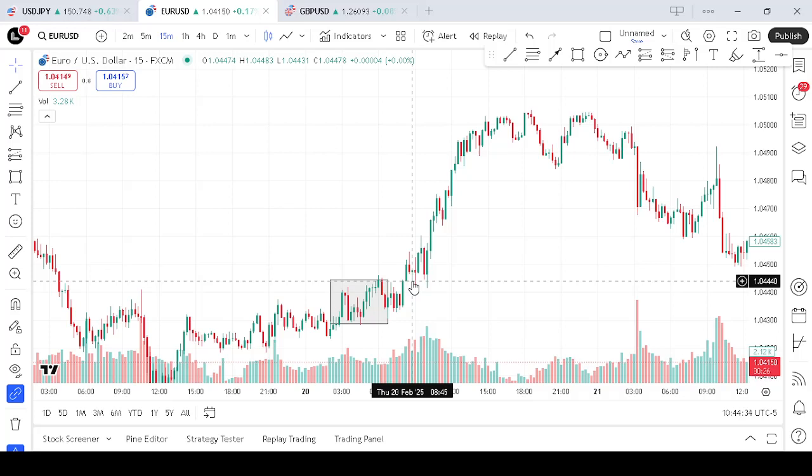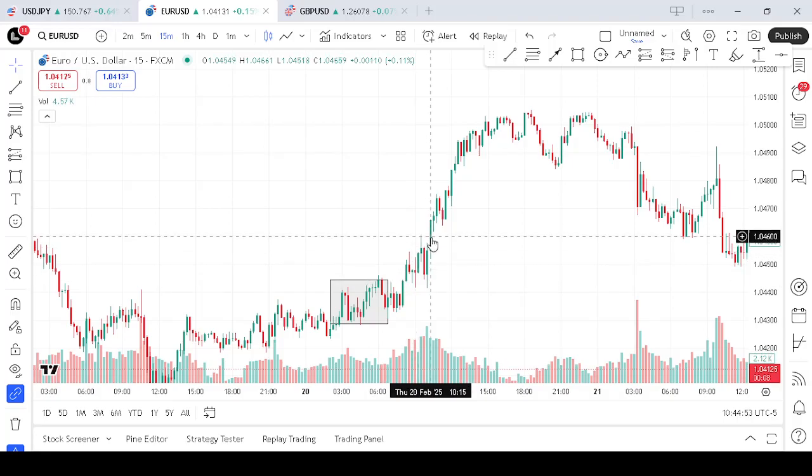Understanding these key components of the morning breakout strategy allows you to recognize potential trading opportunities early in the day. By monitoring price movements around the opening range, you can position yourself to take advantage of significant market shifts as they happen. Now let's see how we can trade using the morning breakout strategy.